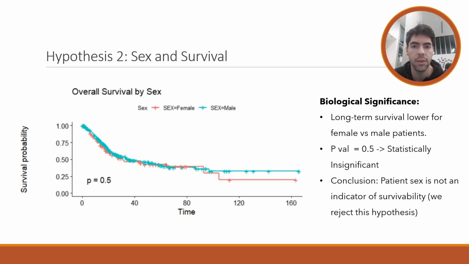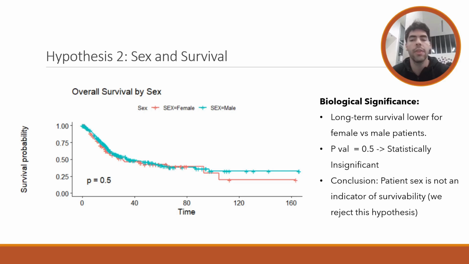For hypothesis 2, we explored whether patient sex impacts overall survival. This was motivated by the fact that sex-based survival differences are well documented in some cancers, so we wanted to see if a similar pattern existed in BLCA. Using our clinical patient dataset, we generated Kaplan-Meier curves for male and female groups. A log rank test was then used to compare the two survival trajectories.